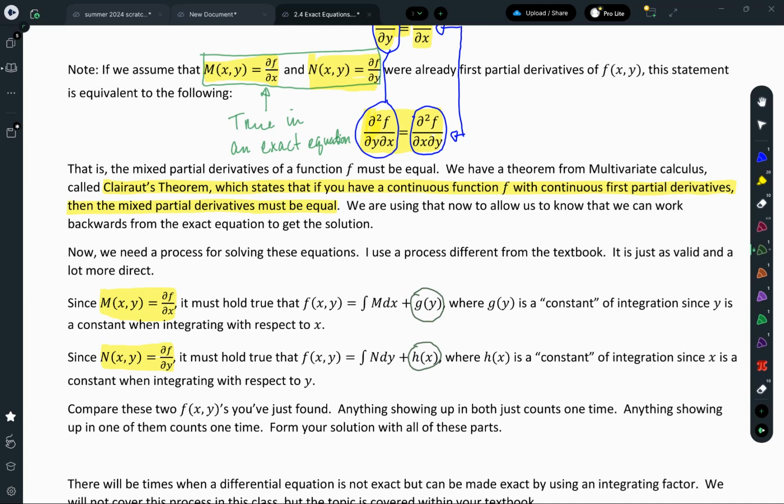Once we get these results, we'll compare the two things that we found. They're both claiming to be f of xy, so we'll use them both to help us build what f of xy really is. We'll see when we compare them that some things show up in both expressions. We just count those one time. And then we might see that one of the expressions has a term in it that we don't see in the other one. We count that one time. And we form our solution from all these parts.